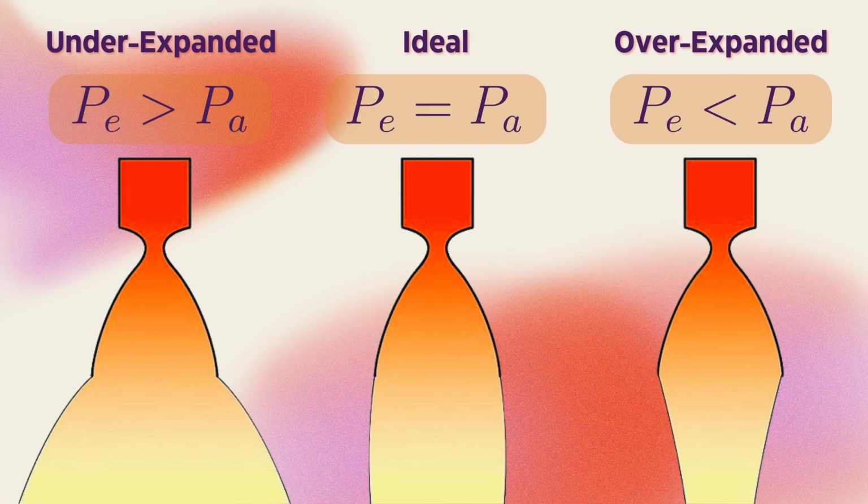In the ideal conditions, you can see that the exhaust gas basically goes straight out the bottom. It's perpendicular to the exit cross section. And that's when the exit pressure is really close to the ambient pressure.